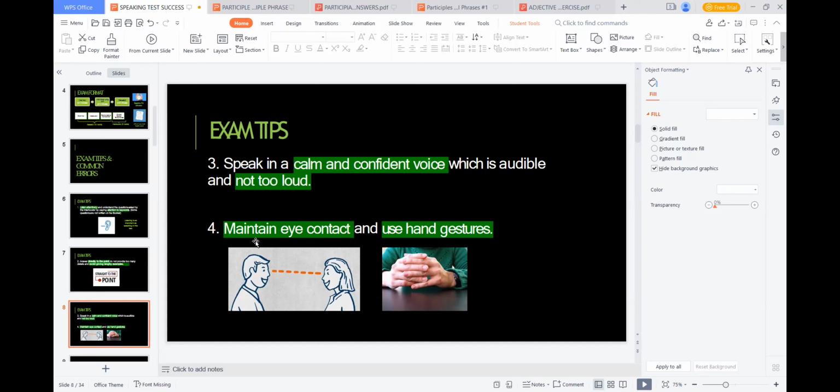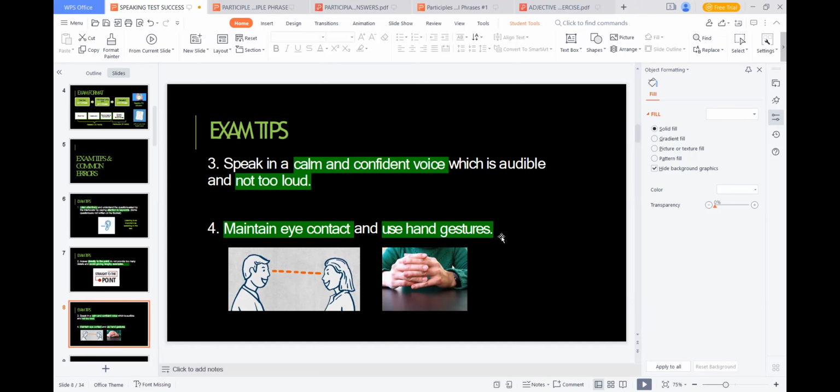And number 4, can you read this? Maintain eye contact and use hand gestures. Gestures. This one is pronounced as gestures. Gestures means posture. So your hands, you can just relaxingly place on the table or on your thigh. Just do not focus on your hands. Remember, if you focus on your hands, it will be distracting.